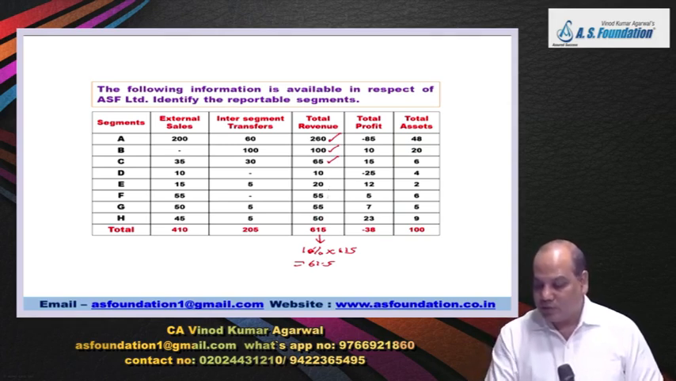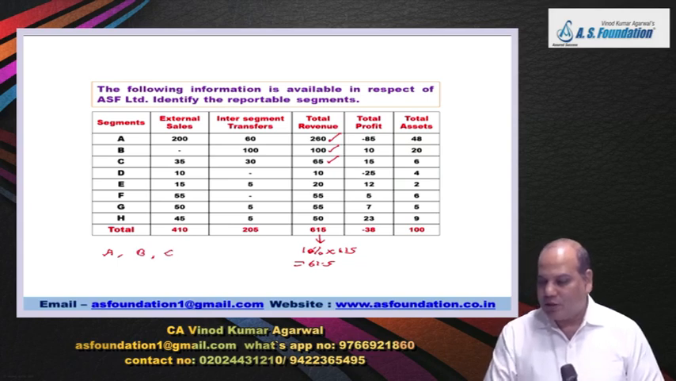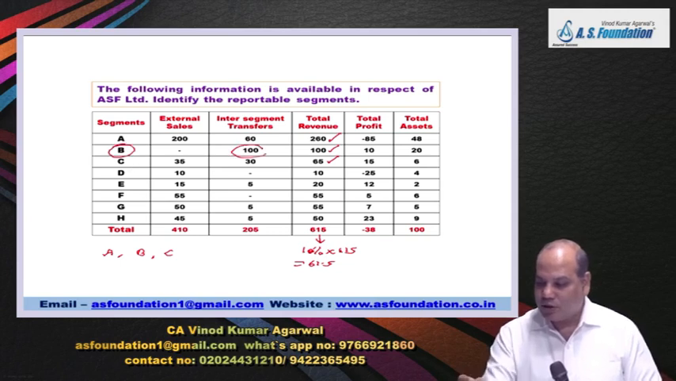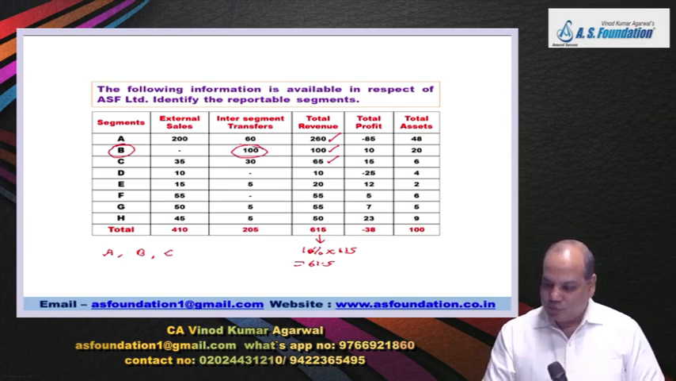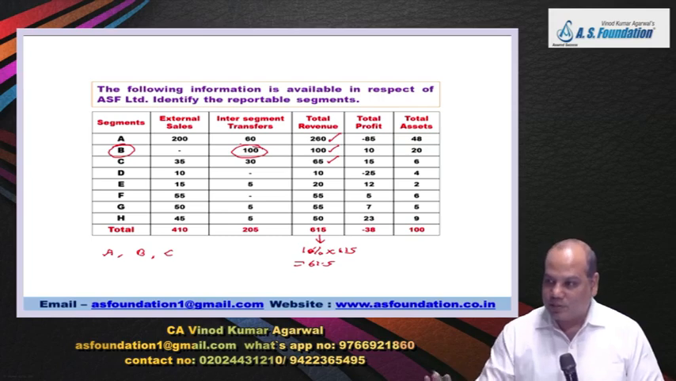So by applying revenue test, this company will say A, B, C are reportable segment, and it is compulsory now. Now the management cannot say I don't want to report B, because B has only inter-segment transfer. You can't do that. You have to report ABC. Mandatory. These are called mandatorily reportable segments.